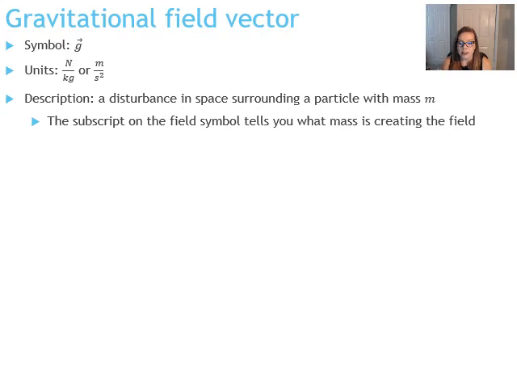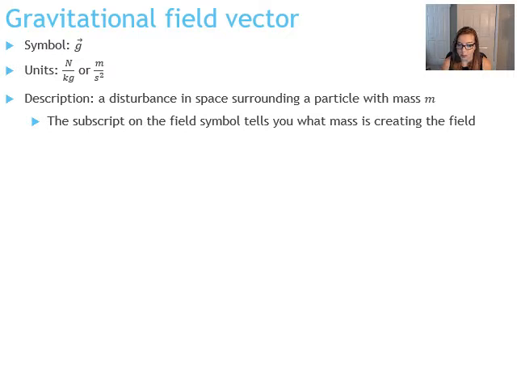But really, I think the better description here is it's the field created by this gravitational property. So the units are newtons per kilogram, or that actually simplifies, if you know what a newton is, it can simplify to a meter per second squared. So either of those units is fine for this gravitational field vector. I describe this as a disturbance in space surrounding a particle that possesses mass.